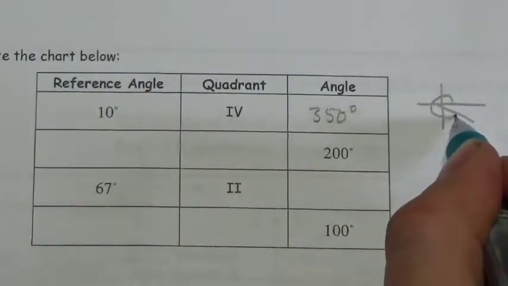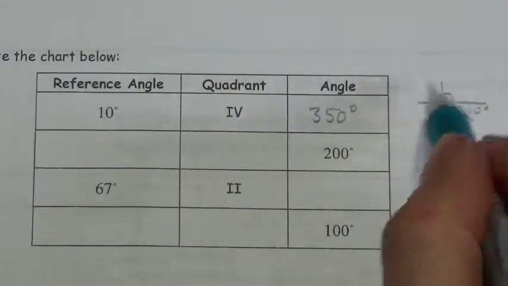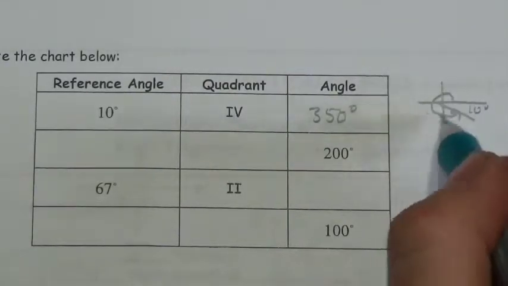What that means is we're looking for this angle right here, and we know that this angle here is 10 degrees. Together, again, you can see they add up to 360, which means this one has to be 350.